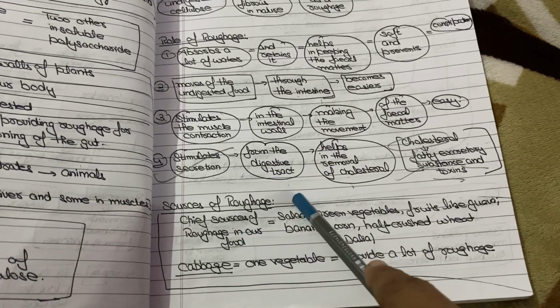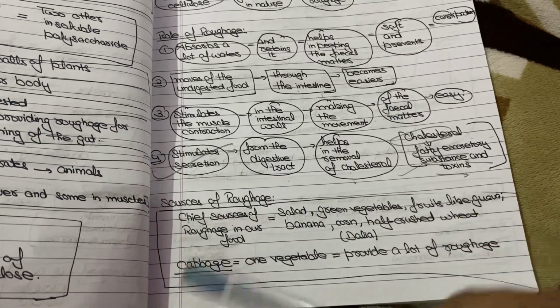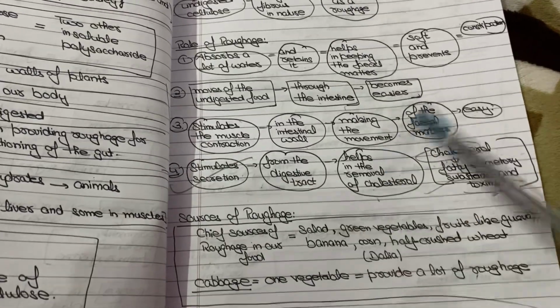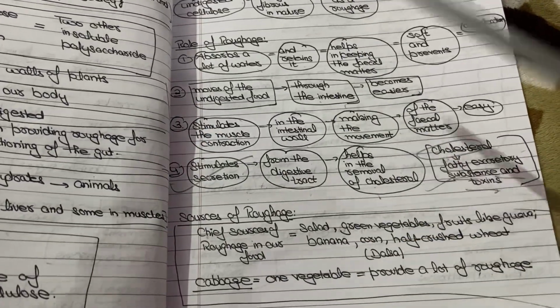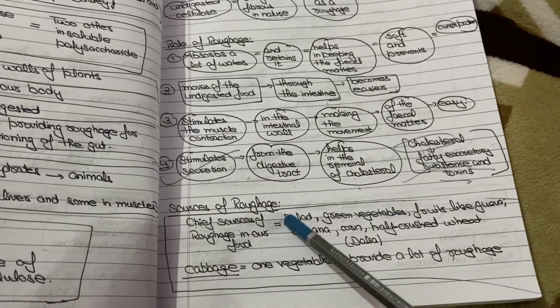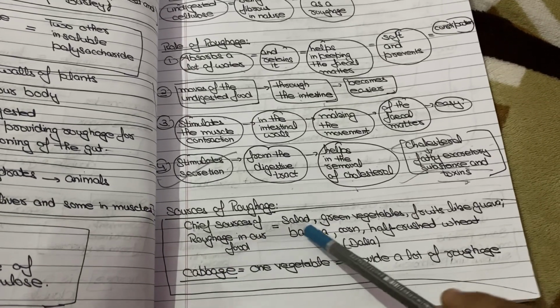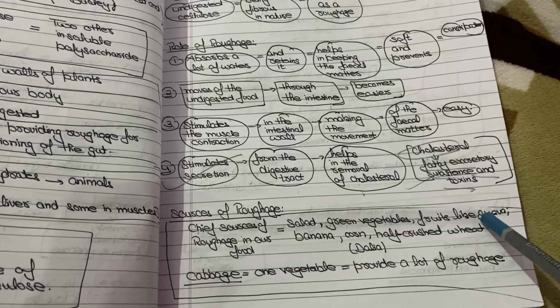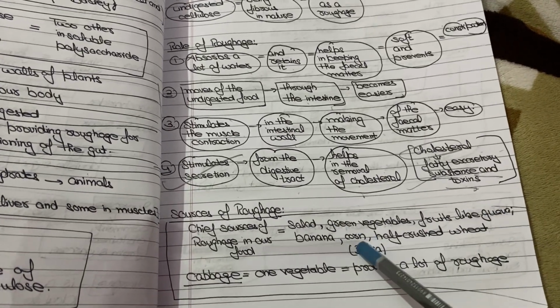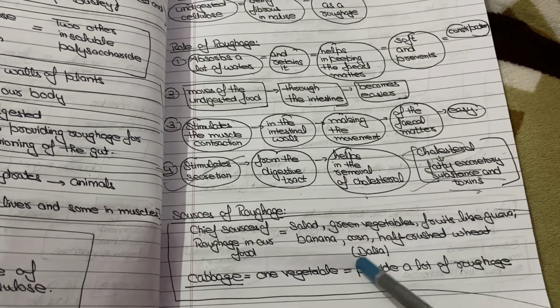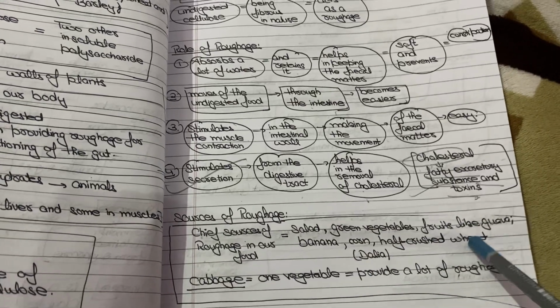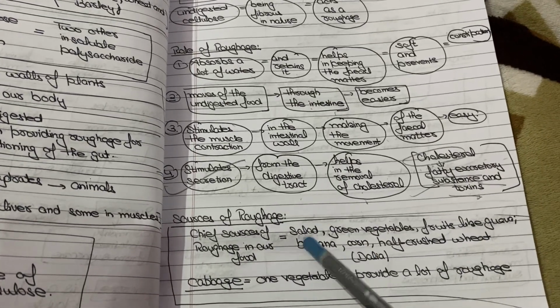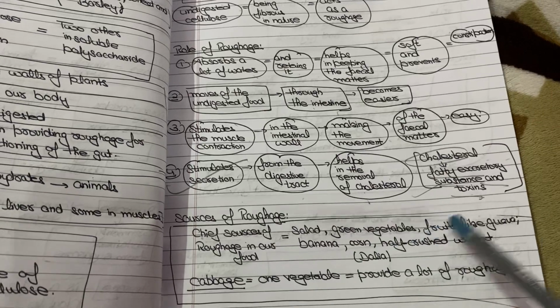Okay, next let's move on to the sources of roughage, from where you get roughage, because there are numerous benefits from roughage. Chief sources of roughage in our food are salad, green vegetables, fruits like guava, banana, corn, half crushed wheat, which is also known as dalia.